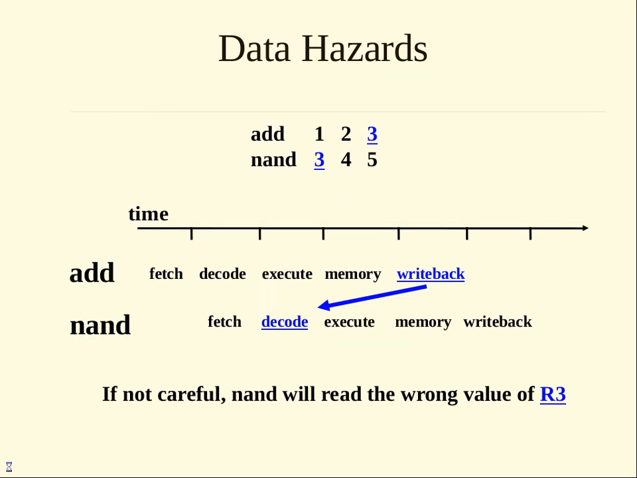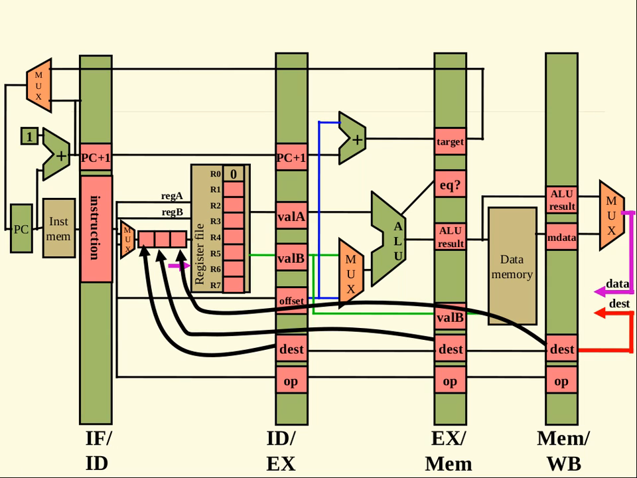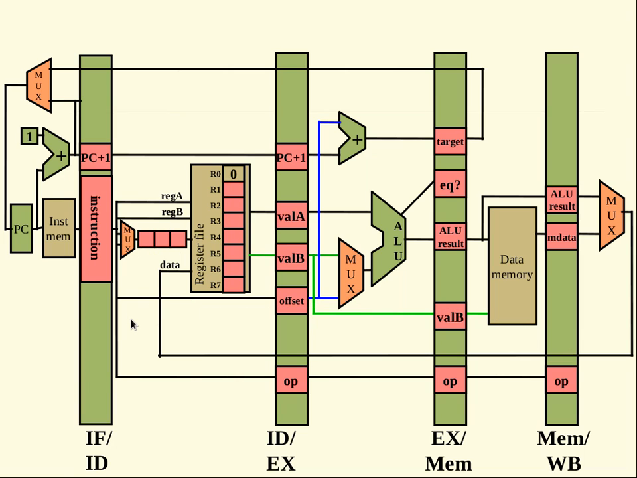So here's register 3. All right, let's see if we can detect it. Notice that you have the destination register stored in these pipeline registers, so you can just forward it over here to see if it matches what's coming in. And if it does, then you have a hazard.